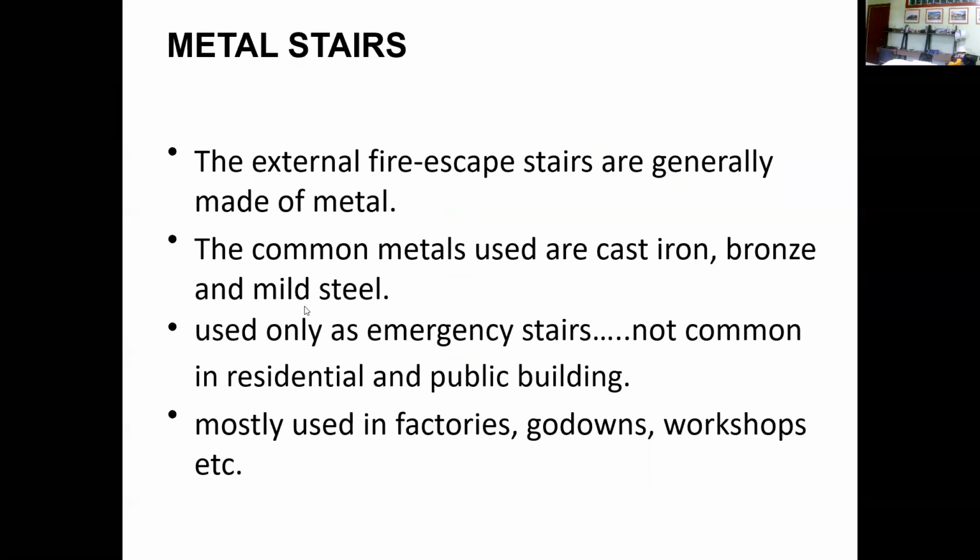Another one is the metal stairs. The external fire escape stairs are generally made of metal. The common metals used are cast iron, bronze, and mild steel. Used only as emergency stairs, not common in residential and public buildings, mostly used in factories, godowns, and workshops.